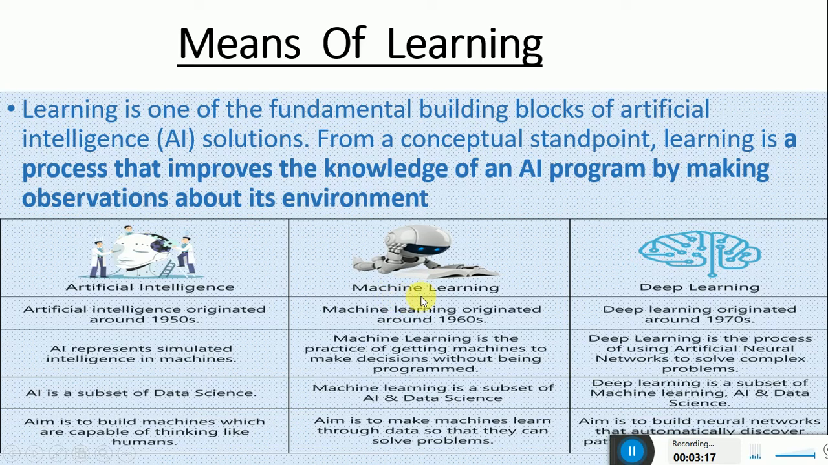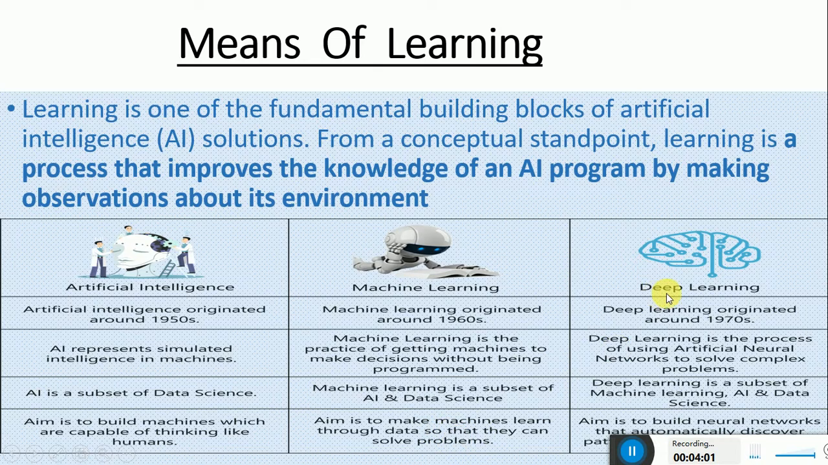The second topic is machine learning. Machine learning emerged around the 1960s. Machine learning is the practice of getting machines to make decisions without being programmed, and machine learning is a subset of AI and data science. What is the aim of machine learning? The aim is to make machines learn through data so they can solve problems, like algorithms and others.